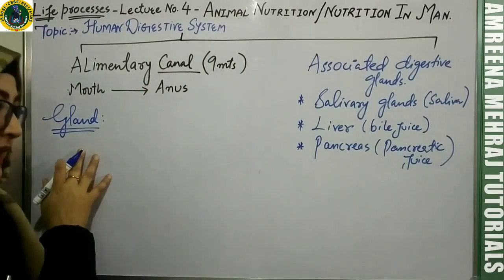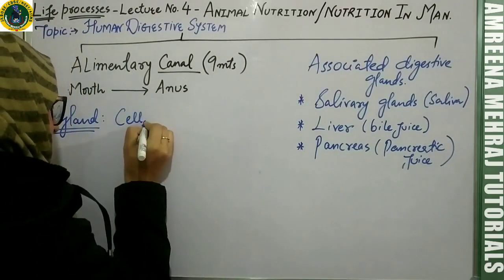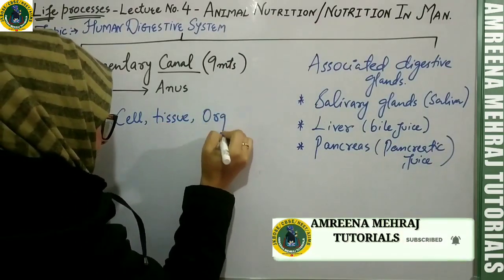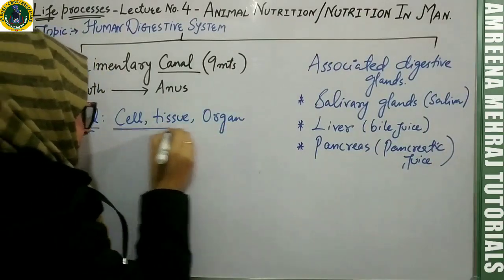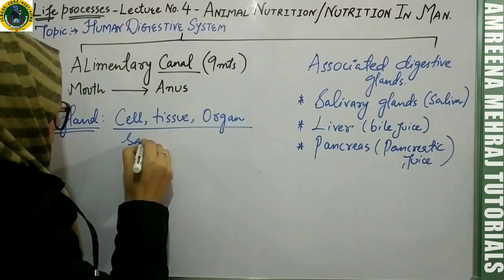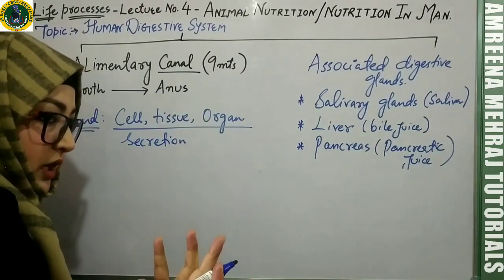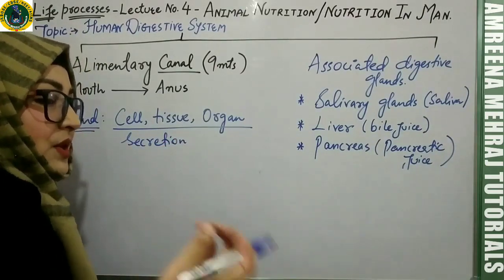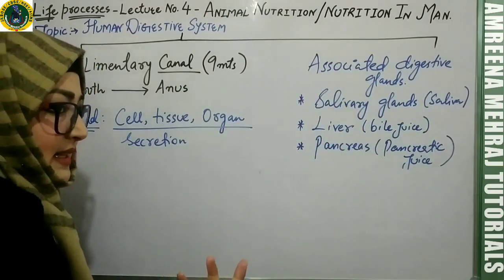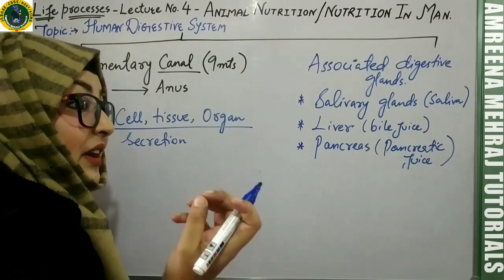So, what are glands? Remember that any cell or any tissue, or for that matter any organ, which is capable of producing some sort of secretion. That's very important. Now your question could be, ma'am, what type of secretion are you talking about? Suppose you have saliva, which is produced by the salivary glands. Everybody knows about saliva. Saliva is a kind of secretion.